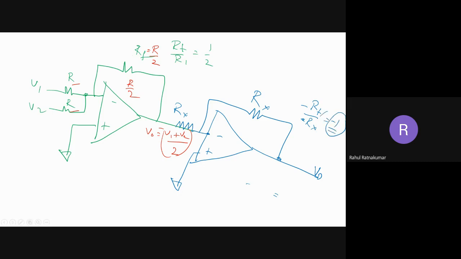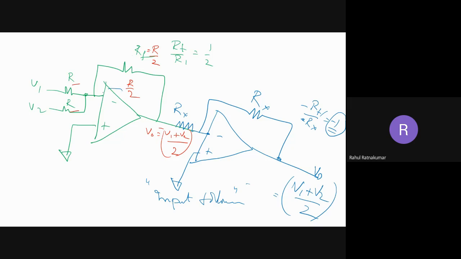So this is called, there is no, this just needs gain of 1, and my gain is 1. I'm just changing the polarity of the output. So I got the output as V1 plus V2 divided by 2. It's called an input follower, whatever the input is, it just follows.